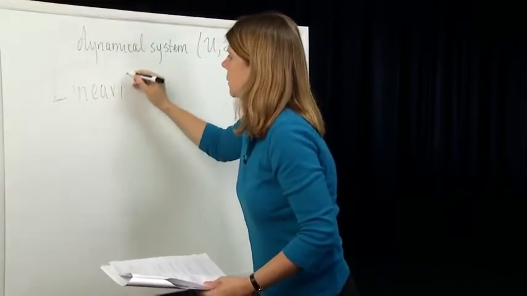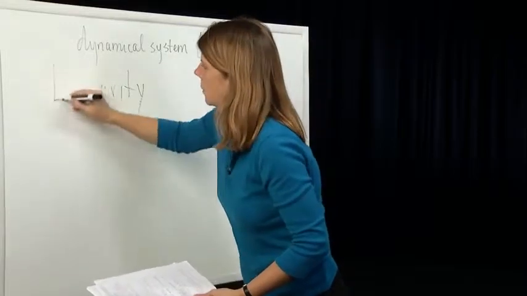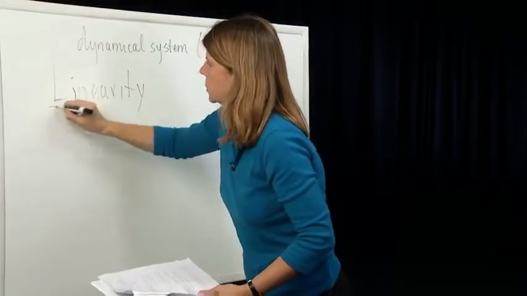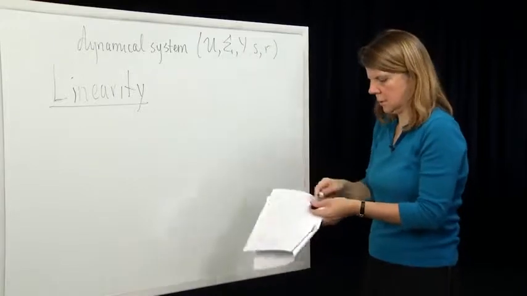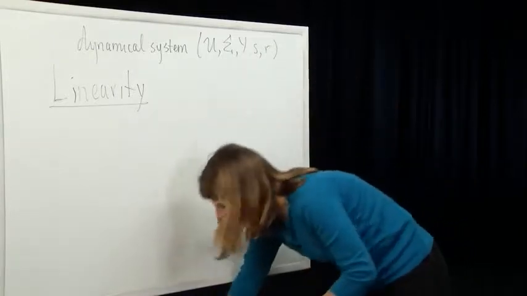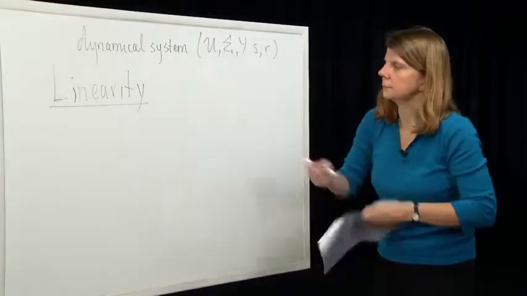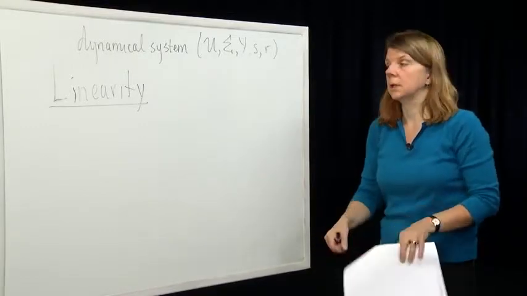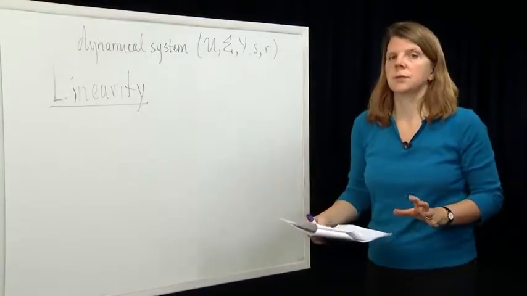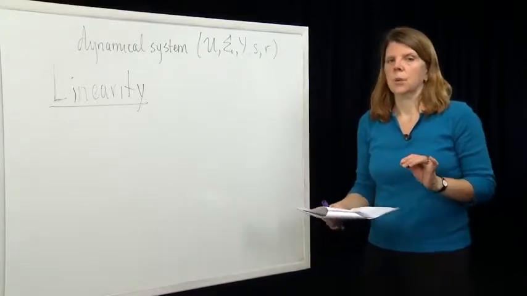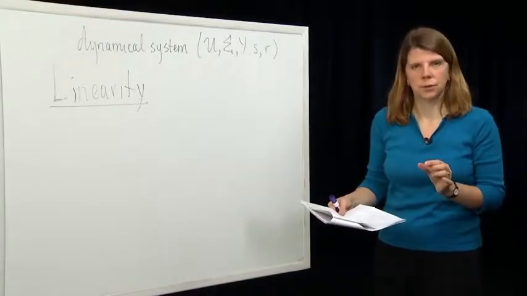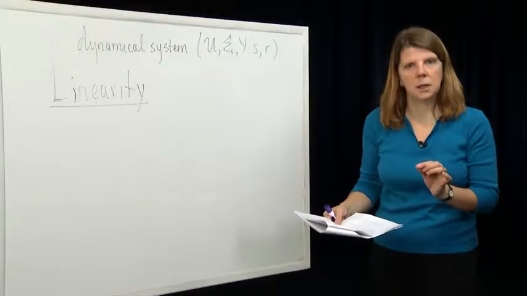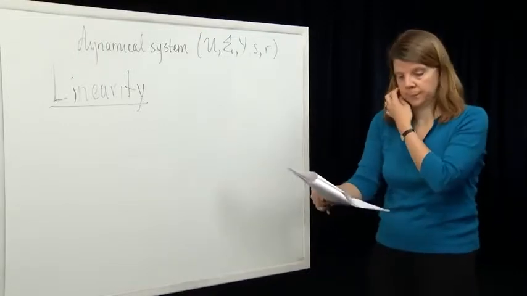Linearity. I think we'll switch colors to be purple for linear. So a dynamical system is said to be linear if its response function is linear with respect to two of the arguments, with respect to the initial state and with respect to the input function.